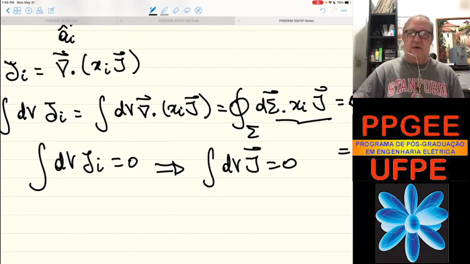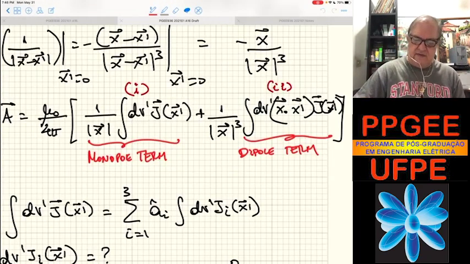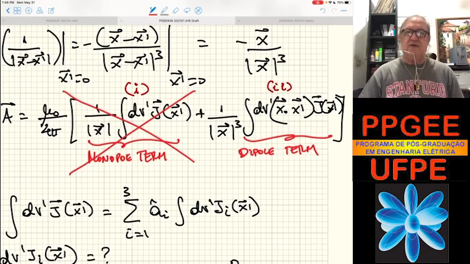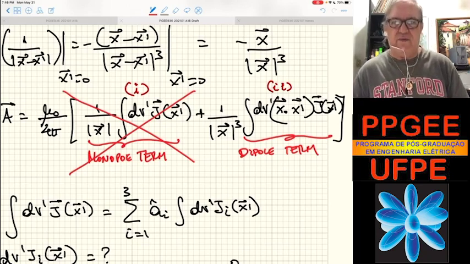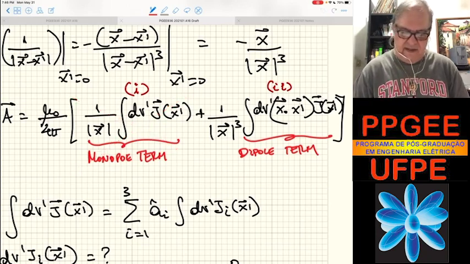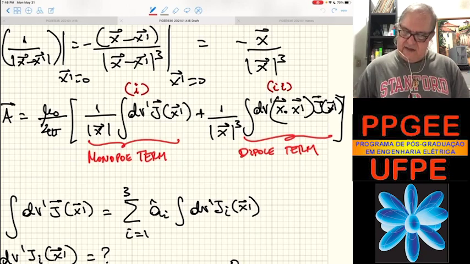So the monopole term is 0, right? This term here doesn't contribute. There's no magnetic monopole, because of the nature of the current. The second factor is this term here.